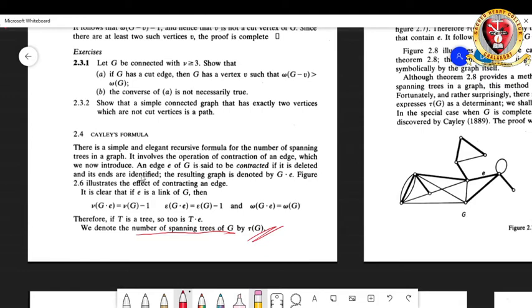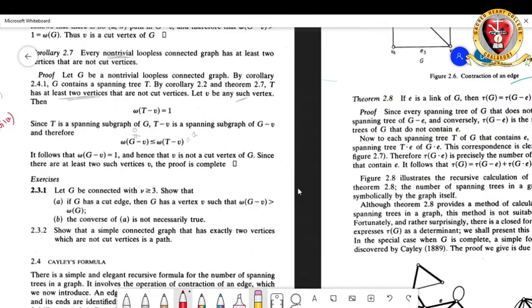The first definition is: an edge E of a graph G is said to be contracted if the edge is deleted and its end vertices are identified together. And the resultant graph is denoted as G dot E.